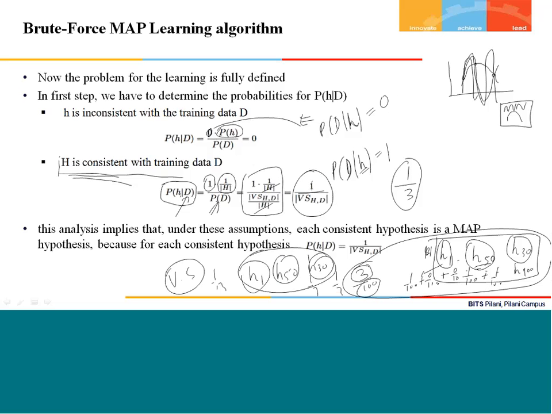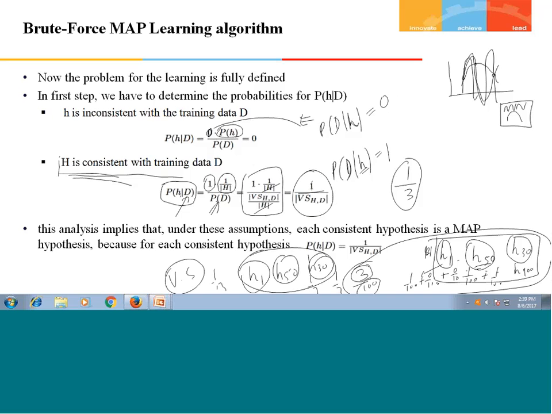I think we will be short of lecture time, so I will take this question later. Someone is asking, sir, can you explain P(D) again? So P(D) is nothing but the probability of seeing the data.